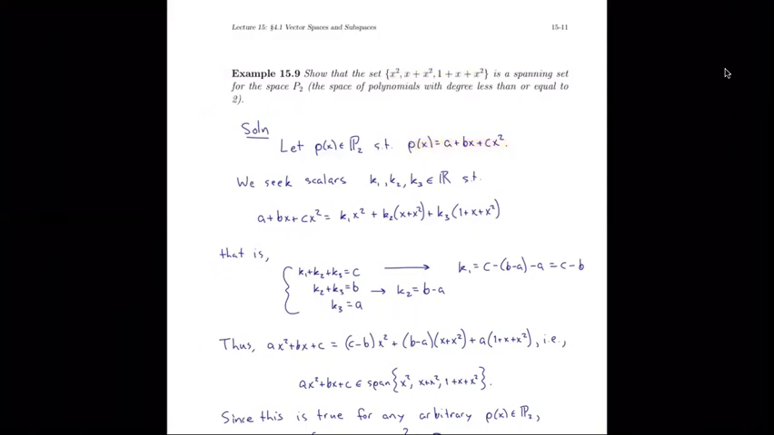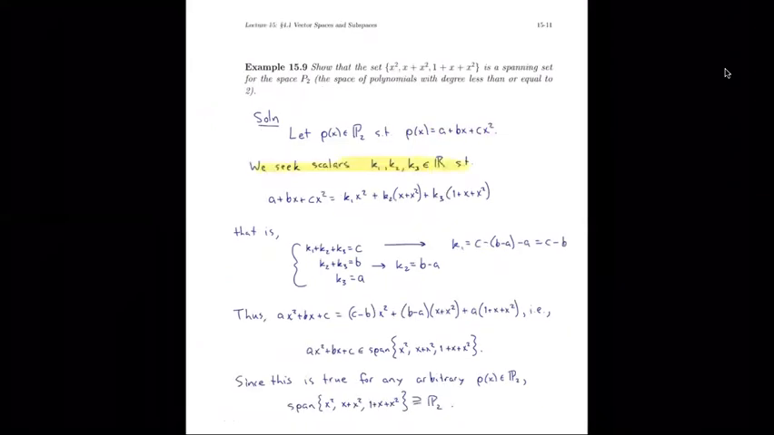So we're looking for scalars k1 through k3, based on a, b, and c in the end. Basically, we're looking for a formula that'll allow us to combine these 3 polynomials in order to make this polynomial out of that linear combination. So we're trying to make a plus bx plus cx squared equal to k1 x squared plus k2 times this term, plus k3 times the 3rd polynomial in the set. We want to see if we can find k1, k2, and k3 based on a, b, and c such that this will work. If we get something inconsistent in the system we come up with, then we know it won't work.